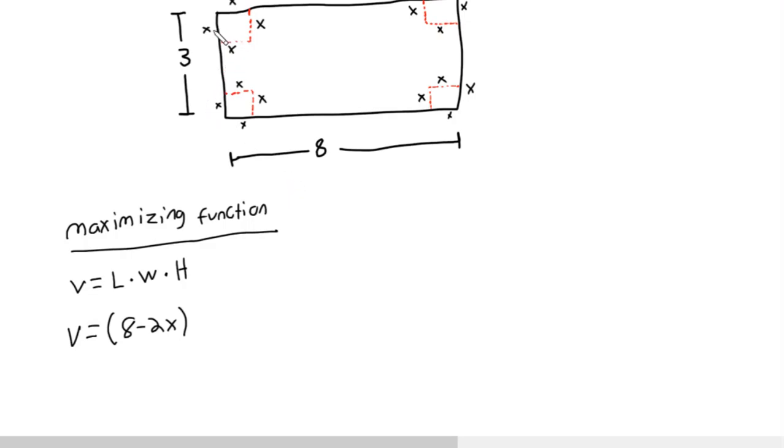Likewise over here, I have a distance of 3. This will get cut out, and this will get cut out. So a length of x will get cut off, and another length of x will get cut off. So my width is not 3, it's 3 minus 2x.